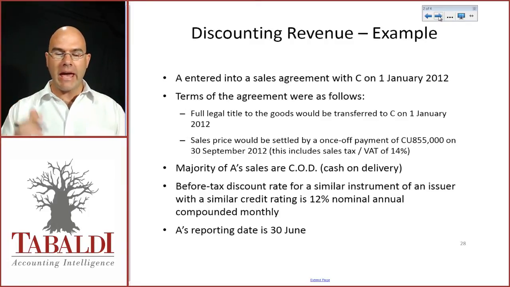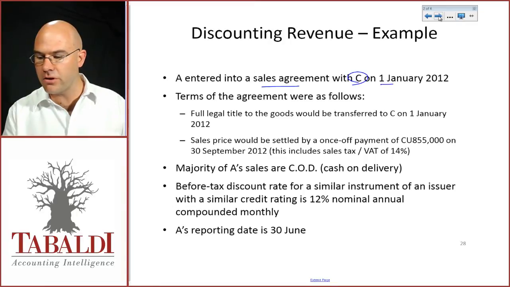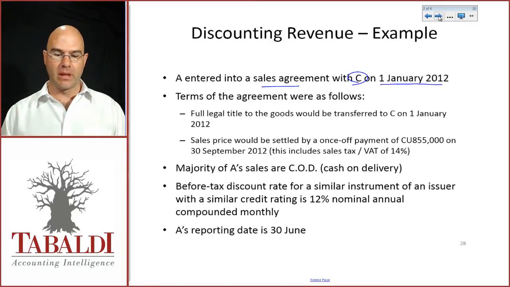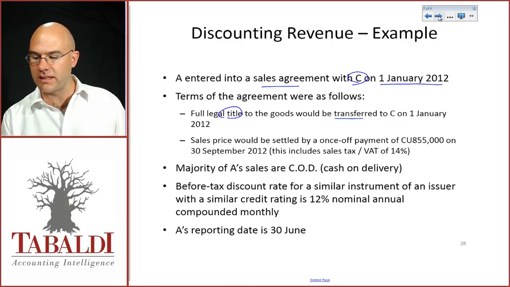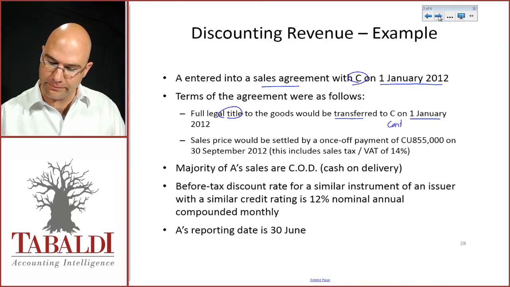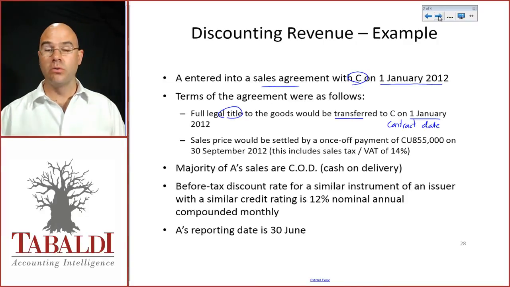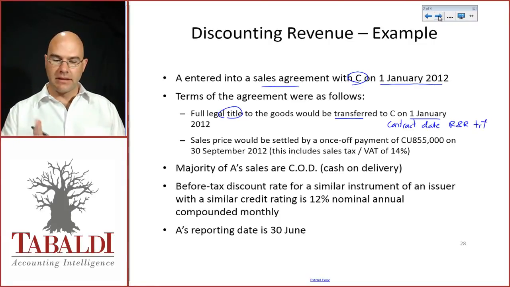Okay, so A entered into a sales agreement with C on the 1st of January 2012. Terms of the agreement were as follows. Full legal title to the goods would be transferred to C on the 1st of January. That will be the contract date. And in terms of our risks and rewards, that is the date that the risks and rewards will be transferred. But there's one little trick here.